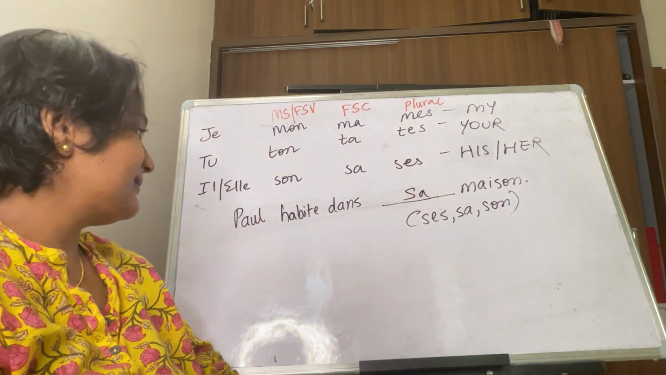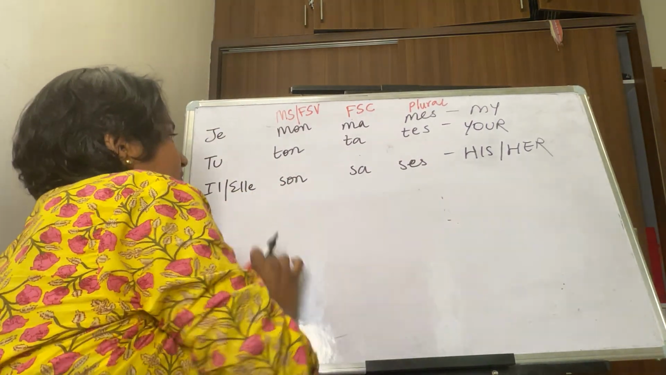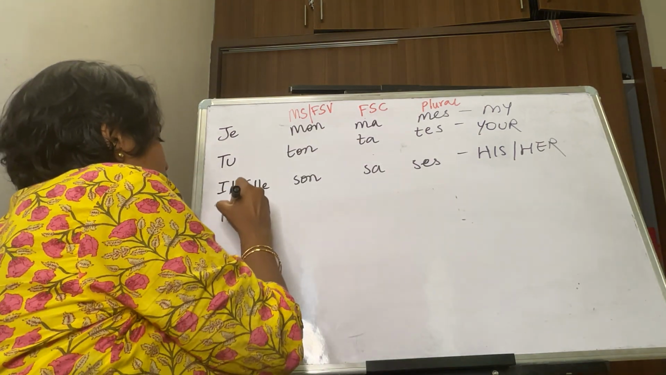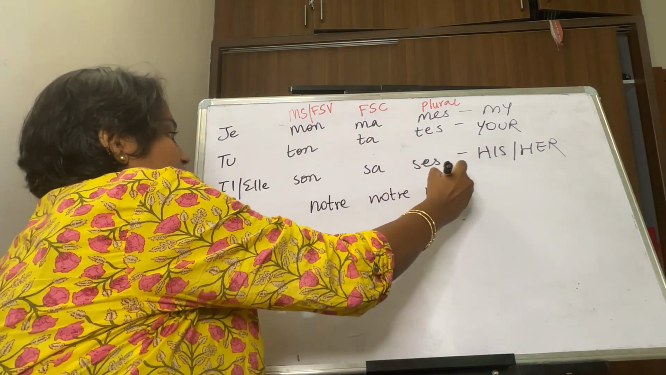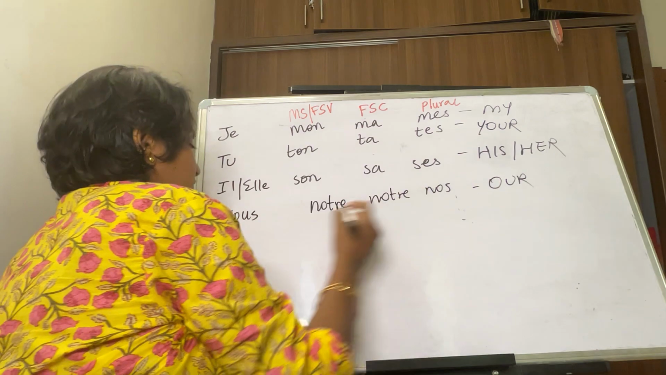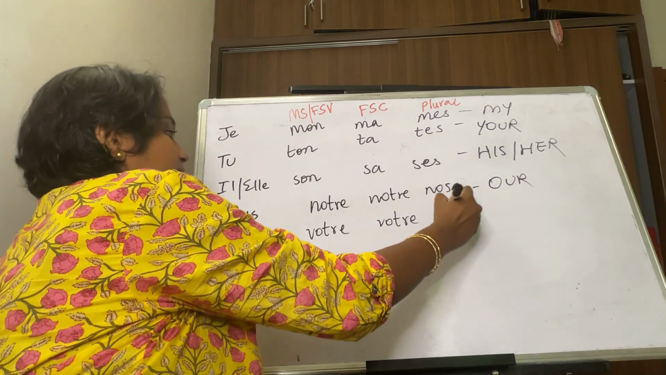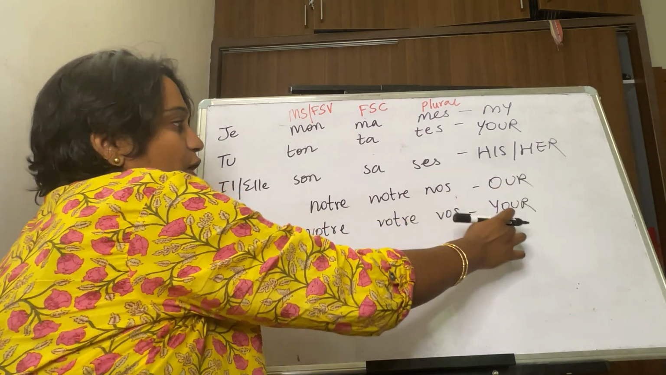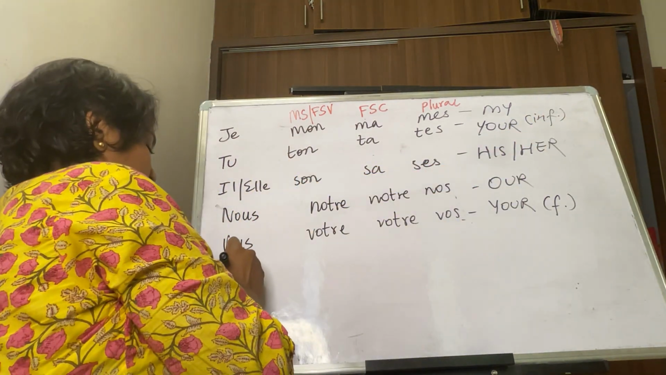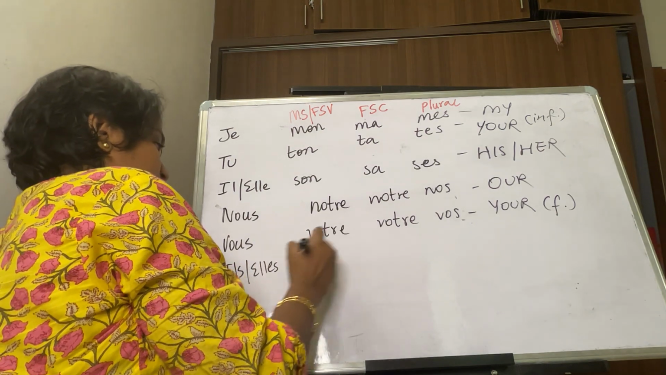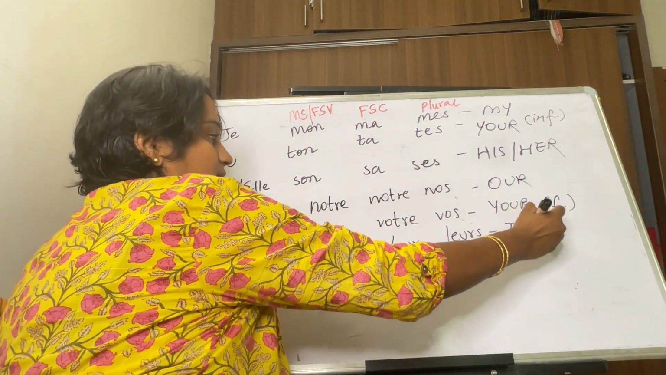Okay. So, all right. Now the other three, if you've got this, are fairly simple. What if it's nous? It's notre, notre, nos. Our. For vous, votre, votre, vos. Your. But this is formal, okay? We write formal. Informal. Il, elle, leur, leur, leur. Their.